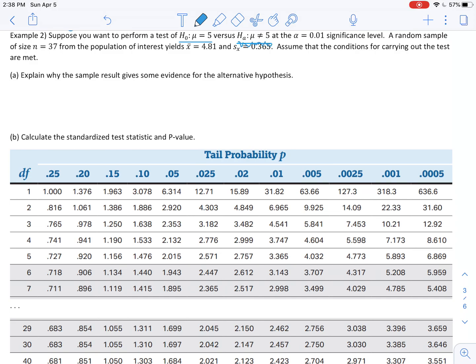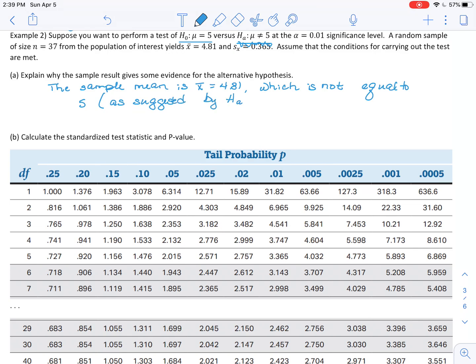First, I just want to know, why do we have some evidence for the alternative? So again, the alternative says that the mean is not 5. So if you look, the sample mean was stated to be 4.81, which you might notice is not equal to 5. But that's what the null hypothesis is suggesting. So we have some evidence that the alternative hypothesis might be true.